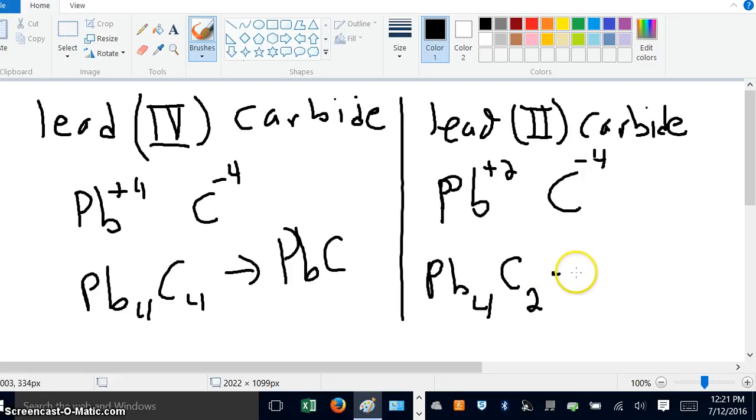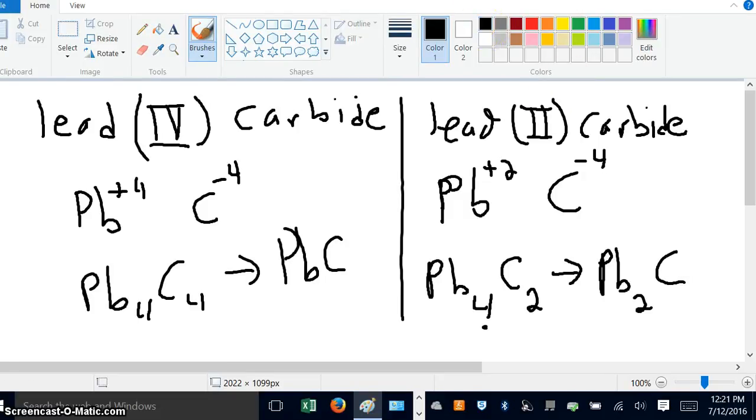And so we have to reduce this, because it's ionic. It's a metal and a non-metal. We reduce it to the least common factor, so 2 goes into 4 twice, so it becomes Pb2, and then 2 goes into itself once, Pb2C. So that chemical formula, Pb2C, is lead 2 carbide. So that's a good way to do that.